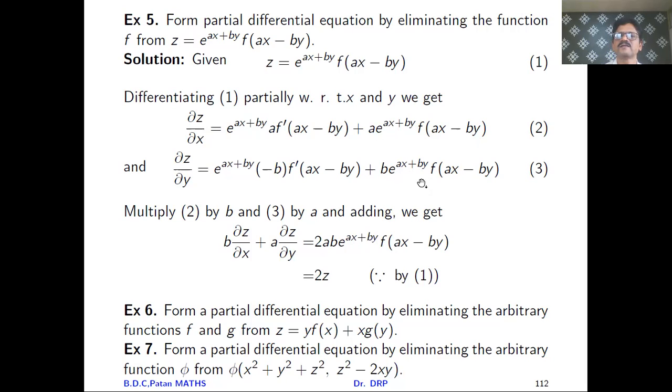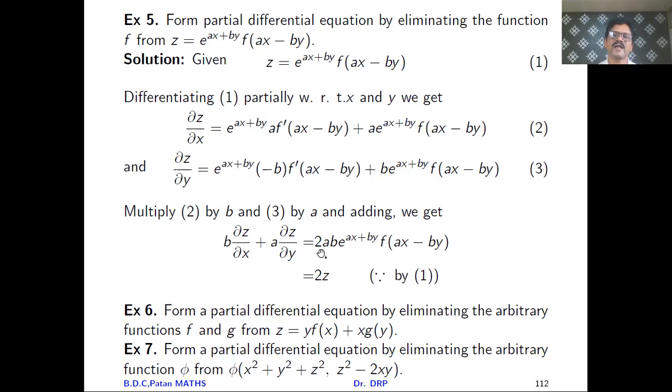And if you multiply this by a, there you will get ab e to the power ax plus by into f of ax minus by. Means we get the same term how many times? Two times. Means there you will get 2ab e to the power ax plus by into f of ax minus by. But friends, e to the power ax plus by into f of ax minus by, with the help of equation 1, is nothing but z.